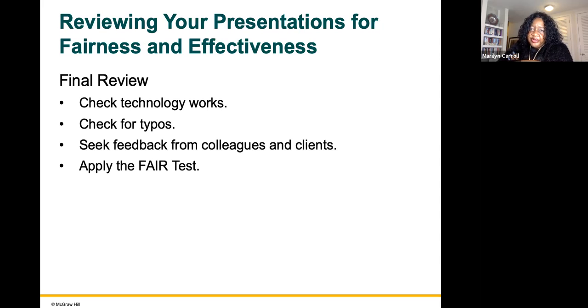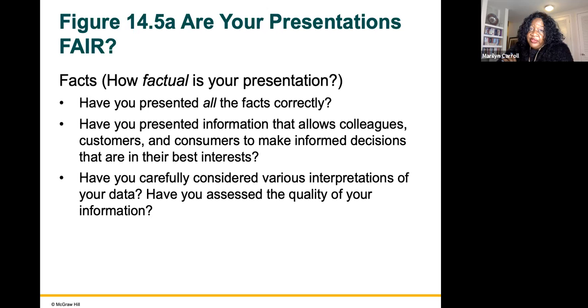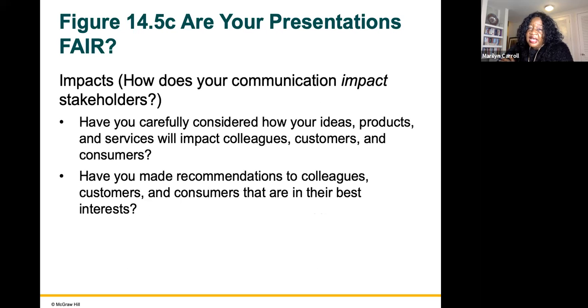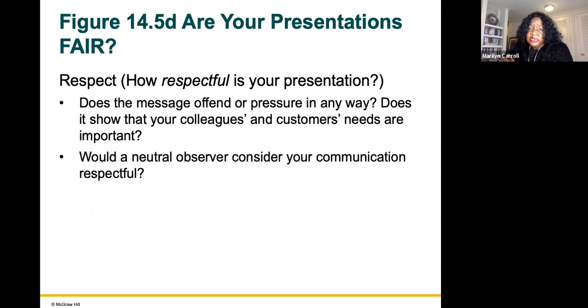Reviewing your presentations for fairness and effectiveness. Make sure in your final review, you check that your technology is working, everything is set up and ready to go for your presentation. Check for typos, and seek feedback from colleagues and clients. And apply the FAIR test. And we know what the FAIR test is. The facts: how factual is your presentation. Access: how accessible or transparent are your motives, reasoning, and information. Impact: how does your communication impact your stakeholders. And respect: how respectful is your presentation.